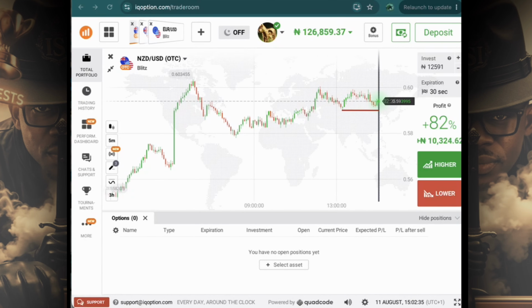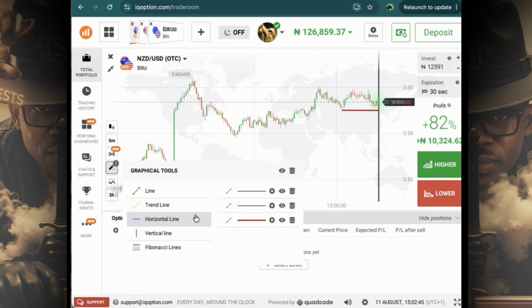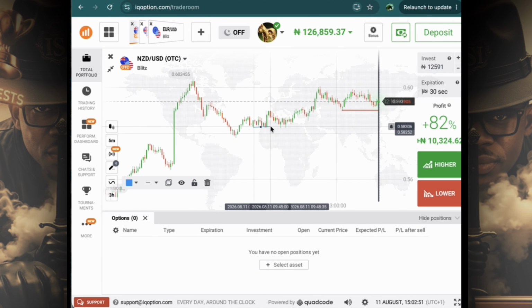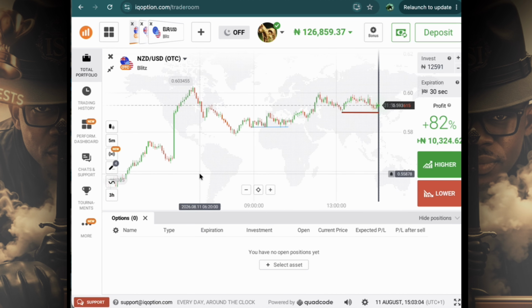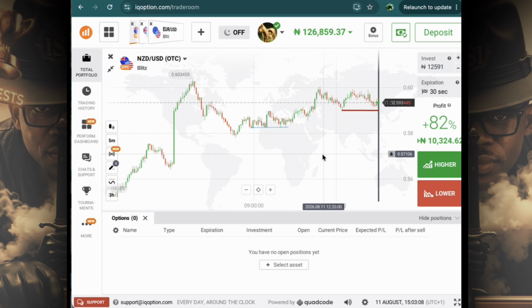Liquidity sweep strategy. What I'm about to show you will blow your mind, but it works. Look at the 5-minute time frame. When you pick this tool here, it's called a trend line tool. Mark a swing low, straight line. The time frame must be 5 minutes. You mark a swing low.